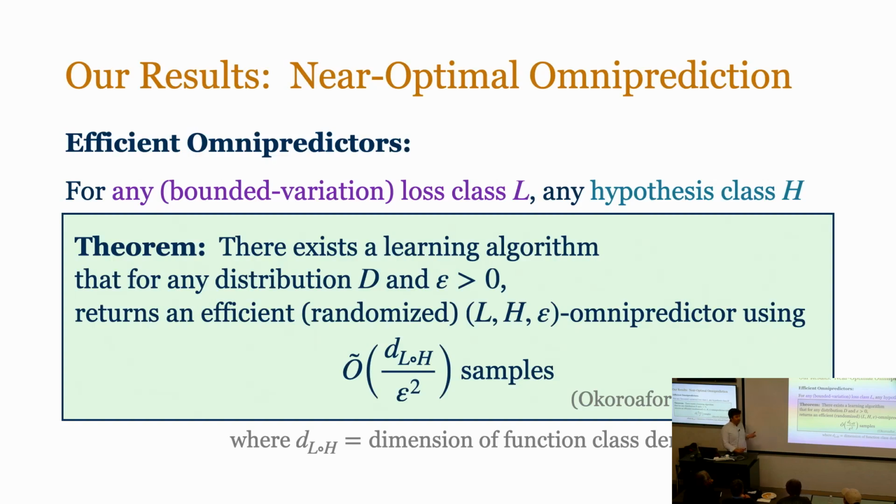If you're familiar with VC dimension, we're working with real valued functions, so it's not the VC dimension, it's some kind of fat shattering dimension, but you can think of it as VC dimension divided by epsilon squared. Okay, and I think there's a log 1 over epsilon in here too, is what's hiding in this O tilde. So really very close to the optimal bound for minimizing even a single loss function. Okay, any questions on the statement of the result?